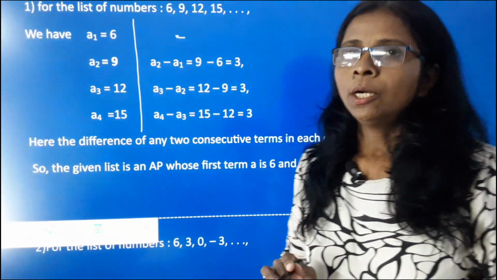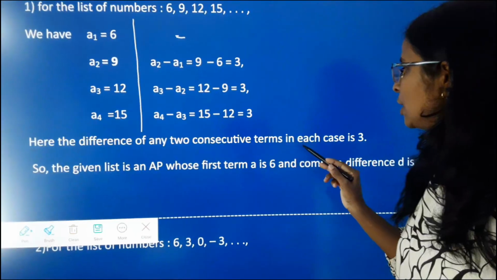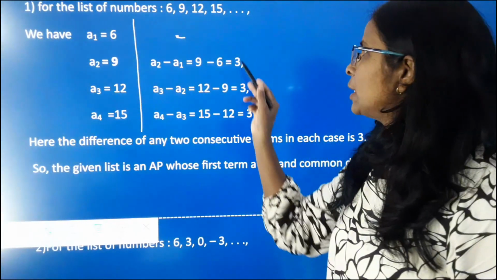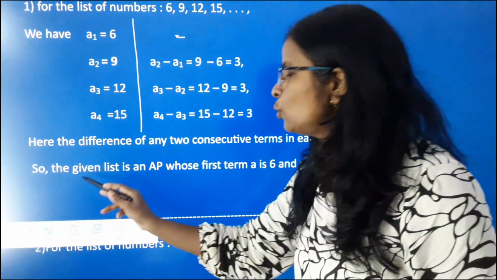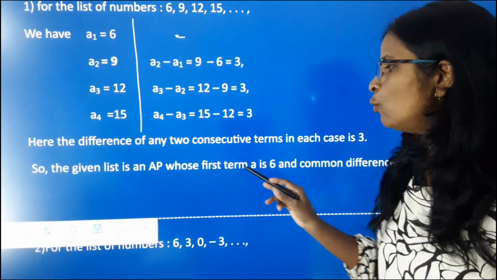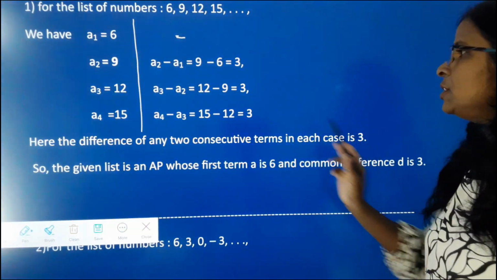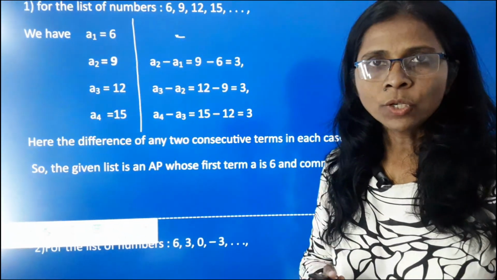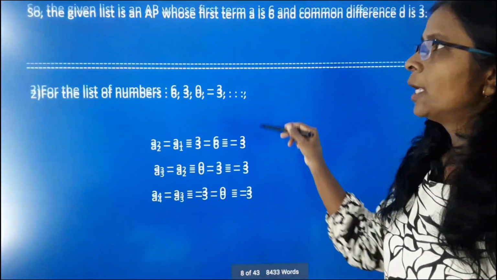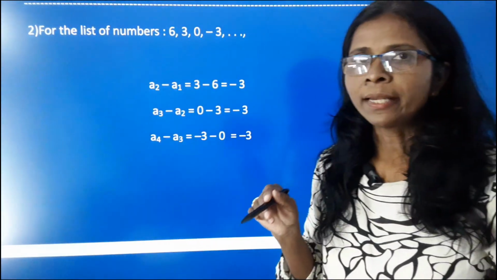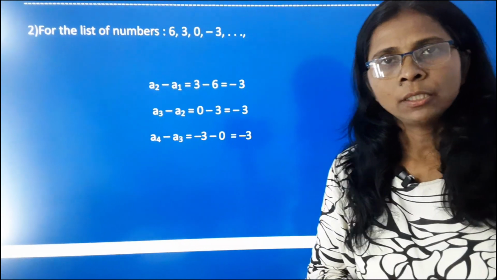So here we observe that the difference of any two consecutive terms in each case is 3. In each case the common difference is equal. And so the given list is in AP whose first term A is 6 and common difference D is 3. Okay. So this way solve such types of examples, where you have to find out the common difference and the first term.